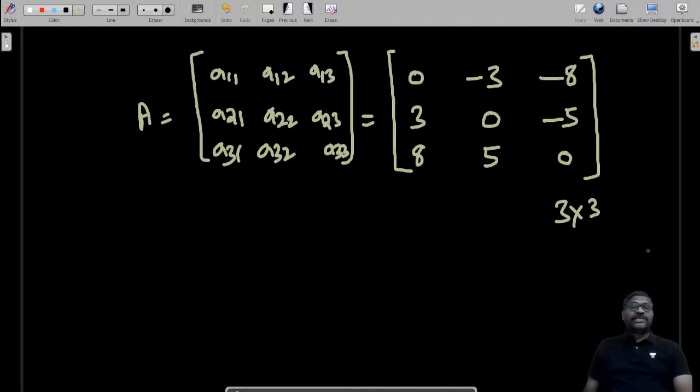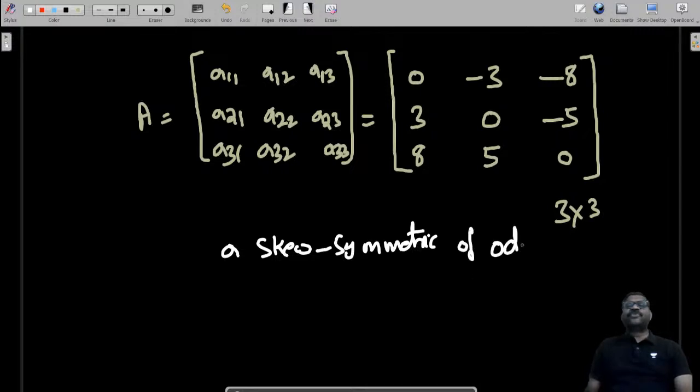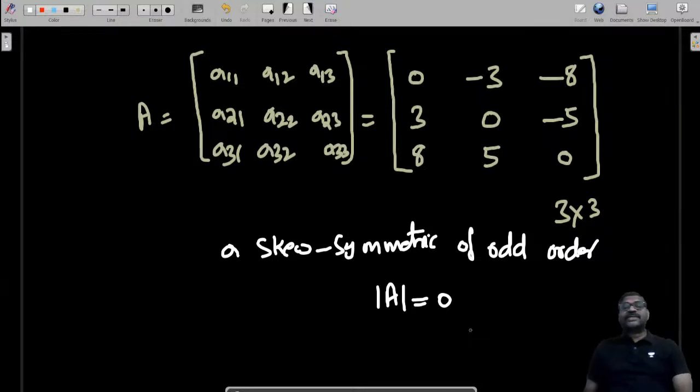In which case are all the leading diagonal elements 0? The matrix is skew symmetric. If your matrix is a skew symmetric matrix of odd order, then determinant value of A equal to 0. We have a property: the determinant value of a skew symmetric matrix of odd order is always 0. Okay? That's why the determinant value is 0.